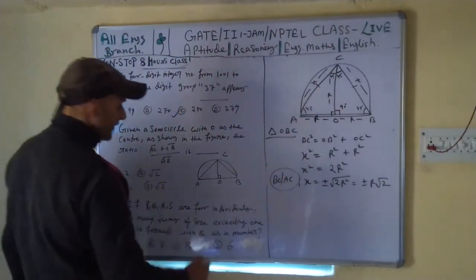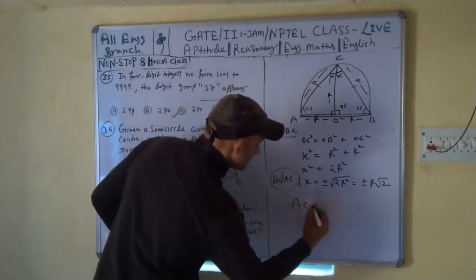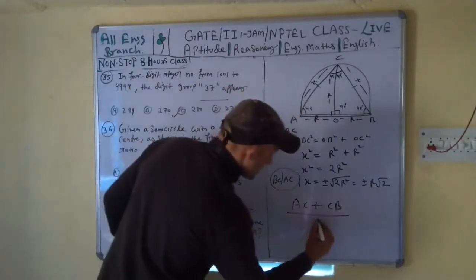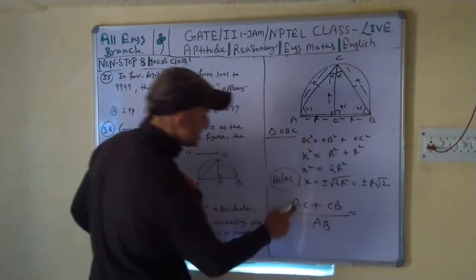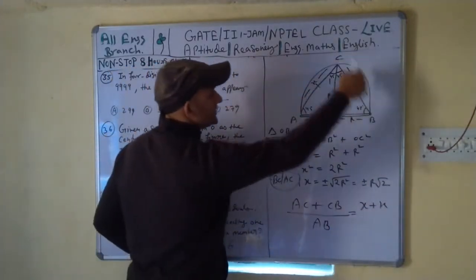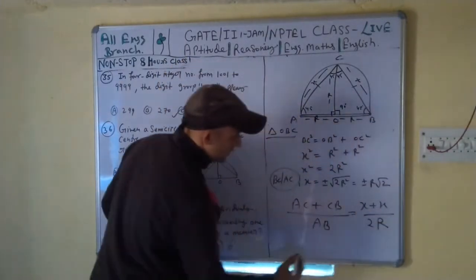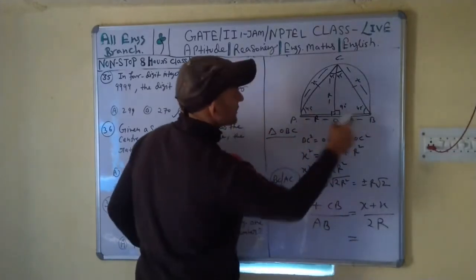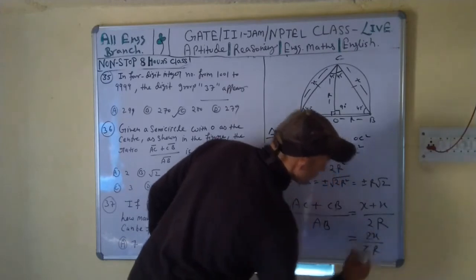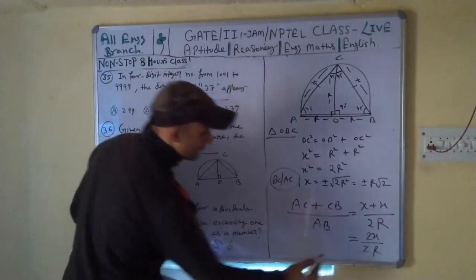Now put here. AC is equal to x. It means that AC plus CB upon AB. AC is equal to x, x plus x, because CB is also x, upon AB is equal to 2r, because r plus r is equal to 2r. So 2x upon 2r, both cut. And already we have found x is equal to r square root 2.